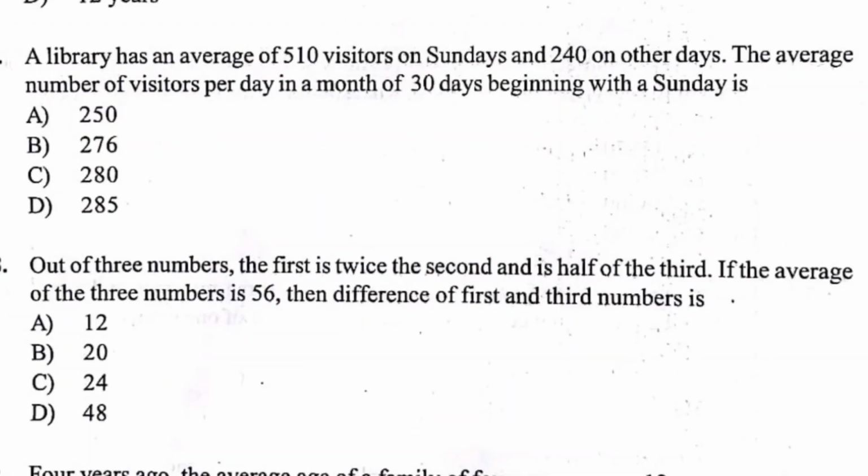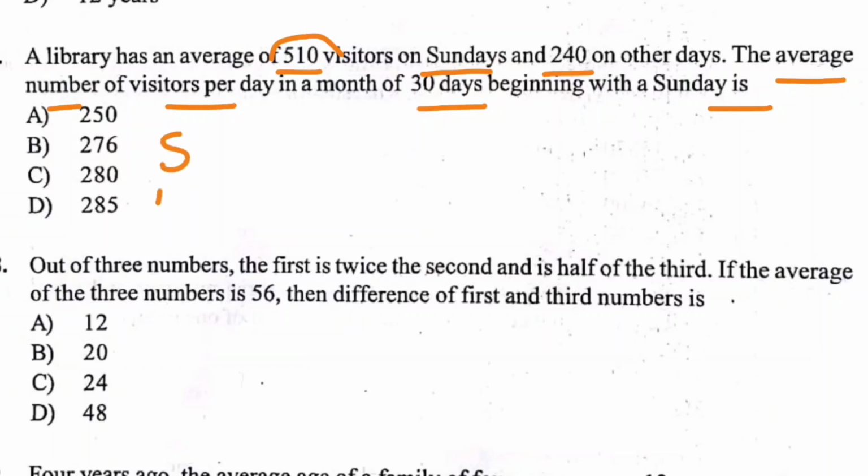Next question is, a library has an average of 510 visitors on Sundays and 240 on other days. The average number of visitors per day in a month of 30 days beginning with Sunday is, we need to find out. Okay, so we are being told that an average of 510 visitors come on Sundays. So how many Sundays will there be if we have Sunday on the first day and we have a 30 days month? Let us see here.